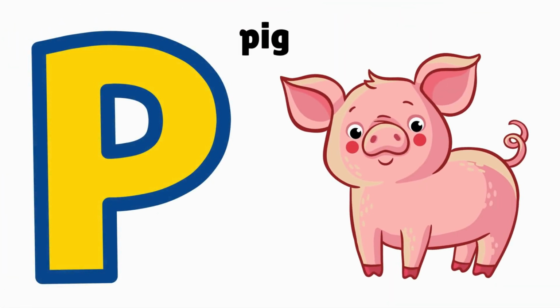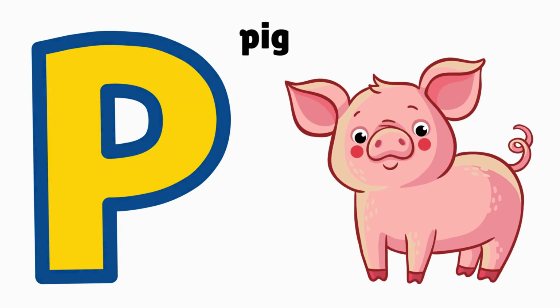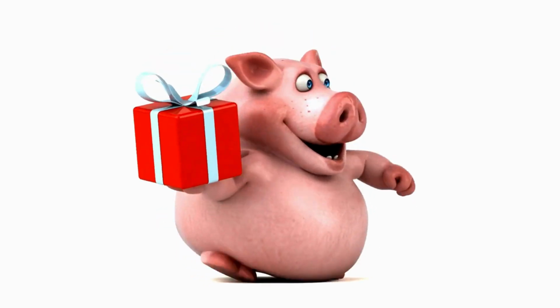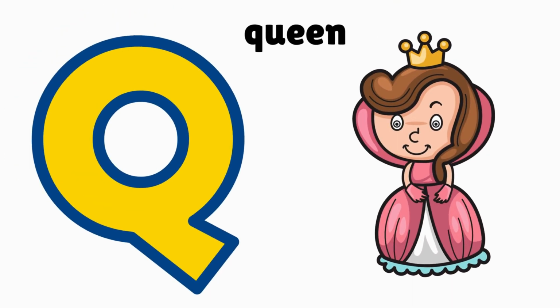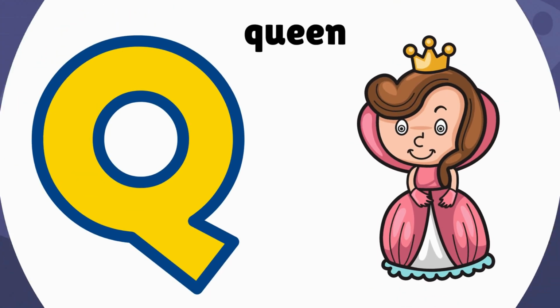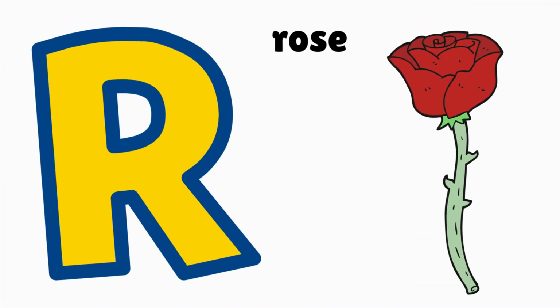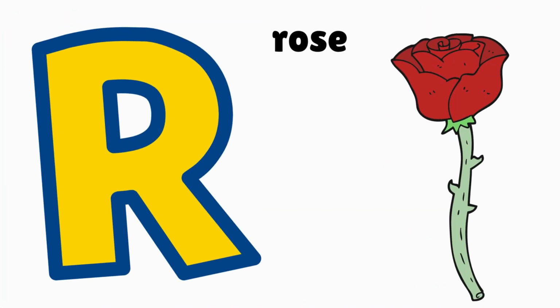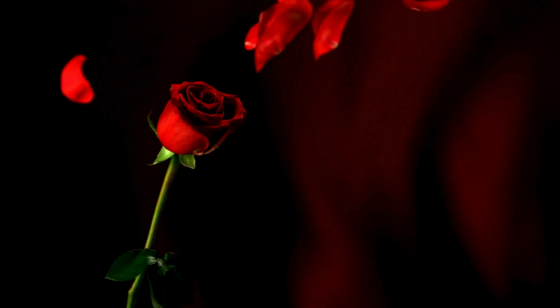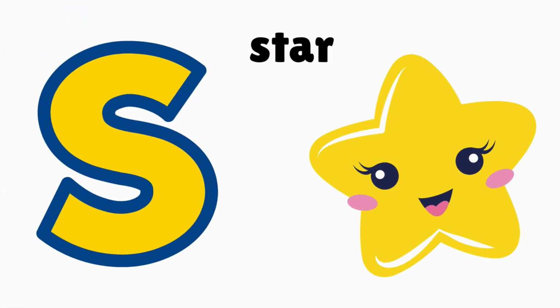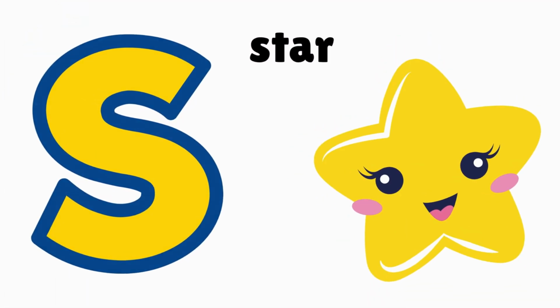P is for pig, pig. Q is for queen, queen. R is for rose, rose. S is for star, star.